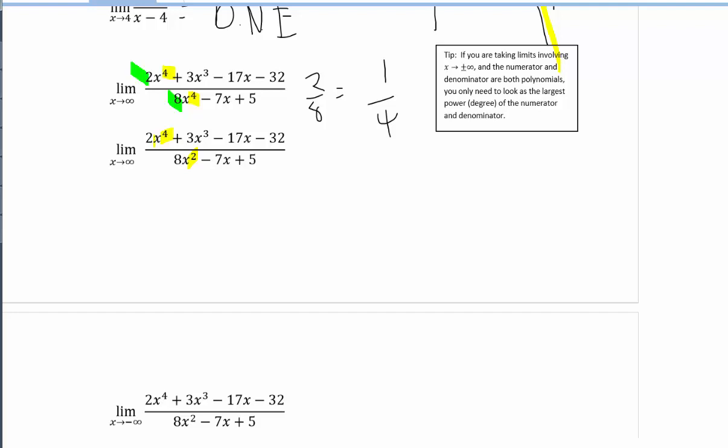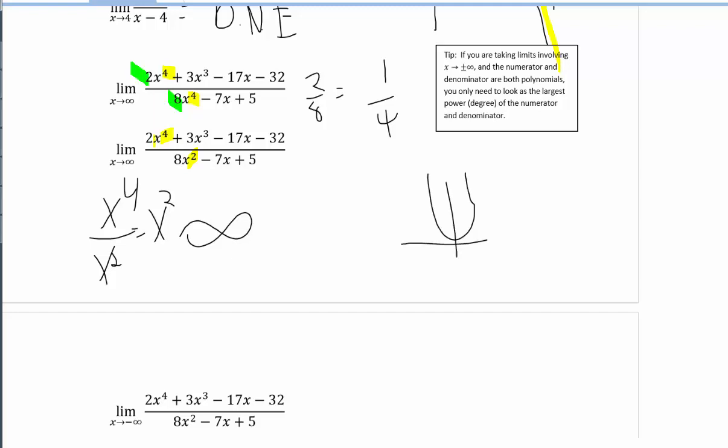Whenever that happens, your limit is just going to go to infinity, because if you take x to the fourth divided by x squared, it behaves like x squared. And since we're approaching positive infinity, the function x squared goes to positive infinity. So this one is positive infinity.